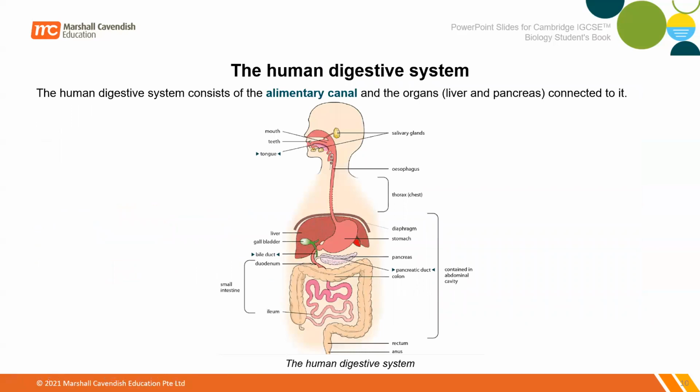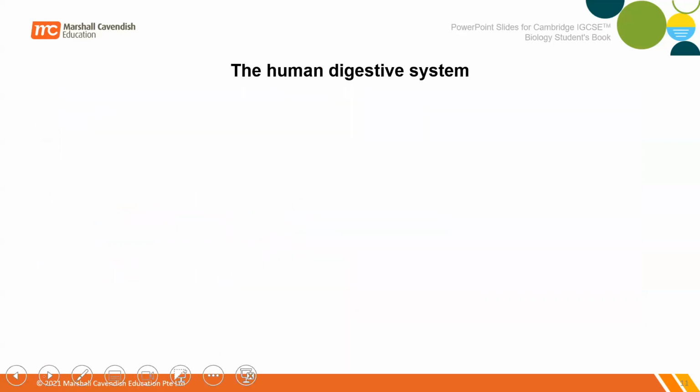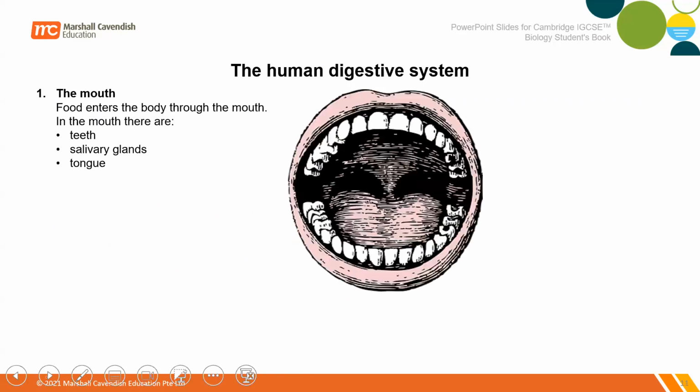This is the human digestive system. It's made up of the alimentary canal and some accessory glands, the liver and pancreas, because food cannot pass through those organs, but they play an important role in the digestion process and releasing enzymes. Let's take a tour of the alimentary canal, pancreas, liver, all of the parts.